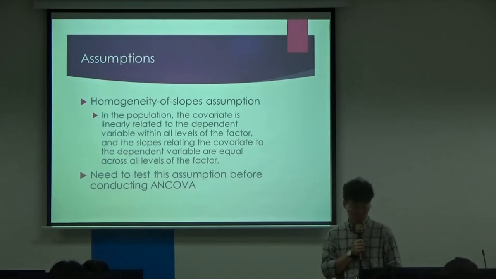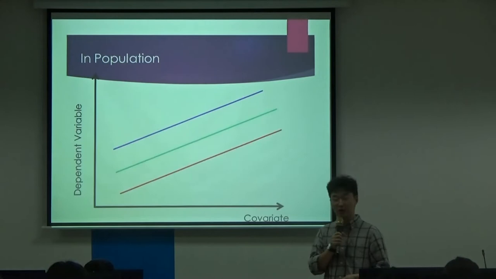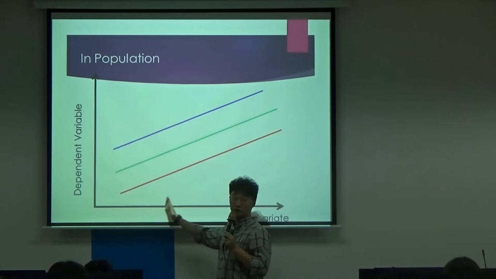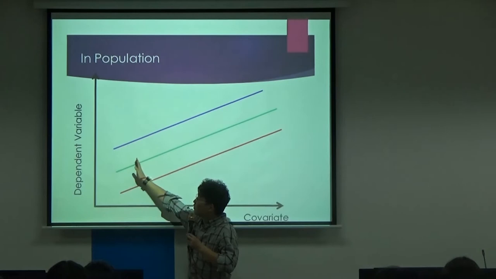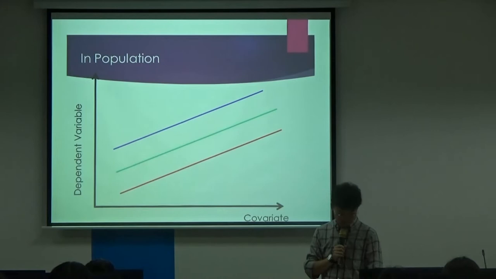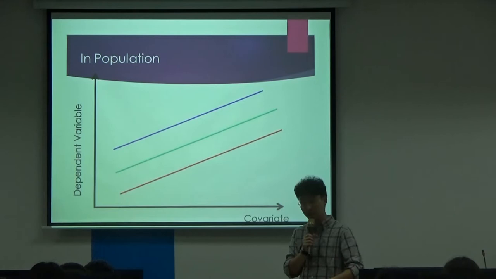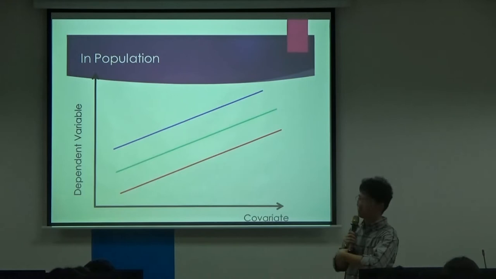For this assumption, you need to test it before you conduct the actual analysis of covariance. Because we assume that at each value of the covariate, these differences are the same. So these lines are parallel. When the covariate is at this value, these are the differences, and when the covariate is at this value, these are the differences. These differences are the same because these lines are parallel. That is to say, these slopes are the same. We actually need to test this assumption statistically before we run the ANCOVA. I think many people ignore that, or forget about it. So that's why I want to mention that.